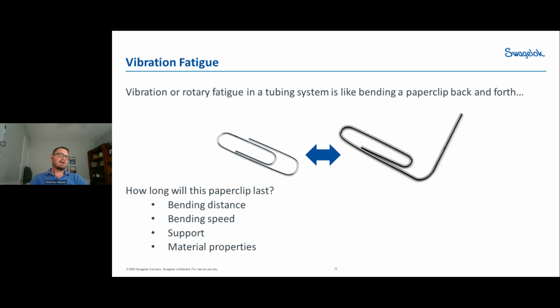The next thing to keep in mind is actually vibration fatigue. So imagine this being kind of like a paper clip going back and forth in your tubing system. As you're bending that back and forth, the support along that bend is going to increase the cycle life of that vibration resistance in the fitting. The bending distance also matters, as well as the speed and the material properties. So if you're using a higher alloy strength fitting, you're going to get a little bit better performance there.